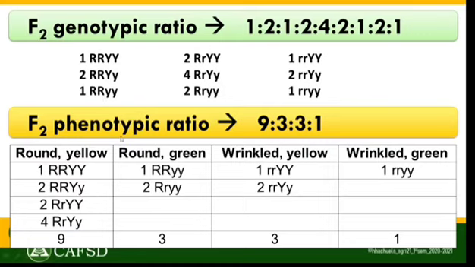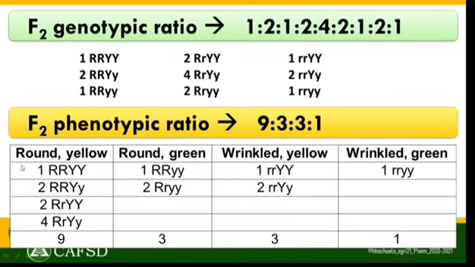For the phenotypic ratio, we just count those individuals having the same phenotype. So the phenotype of this genotype is all round, all yellow. Lahat sila round and yellow. We just add 1, 2, 2, 4. The total is 9. And then for the round green, we have only 3 individuals. For the wrinkled and yellow, we have 3 individuals. And for the wrinkled and green, only 1 individual.